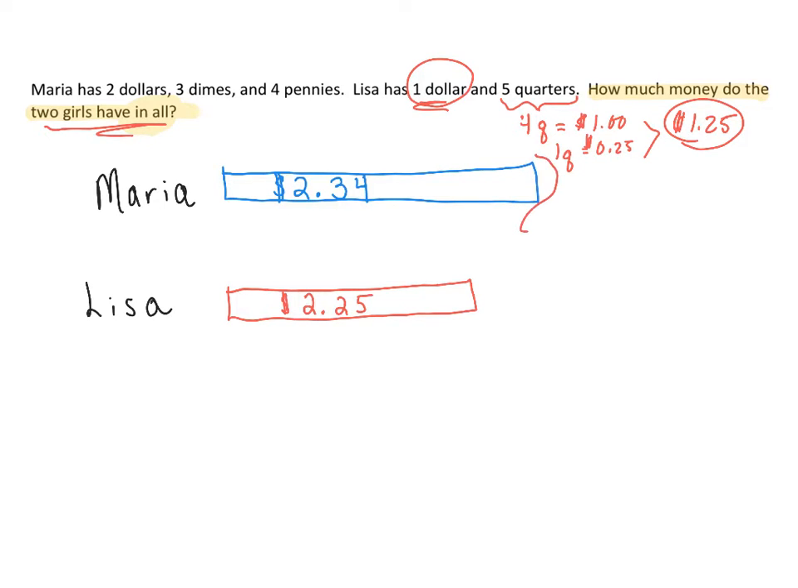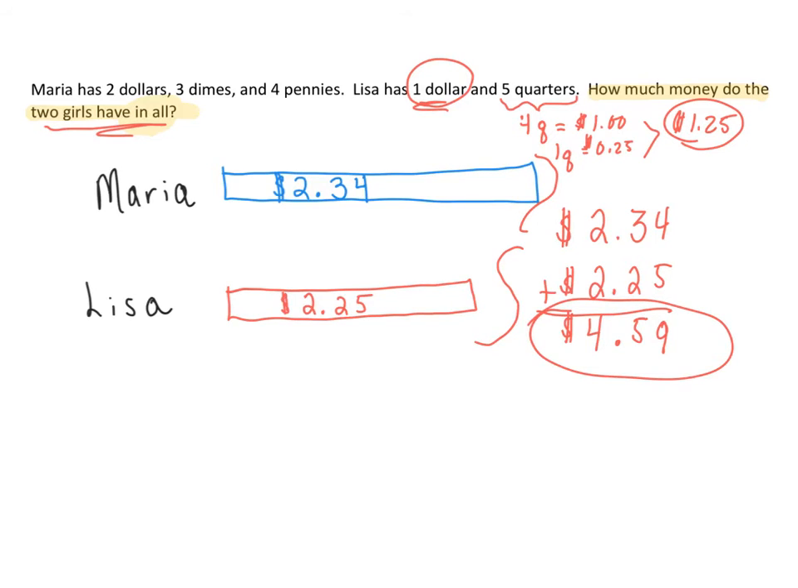But the question is, how much do the two girls have in all? So we need to combine both amounts and make sure we're lining up our decimal points. $2.34 plus $2.25 gives us 9.59. So both girls have a total of $4.59.